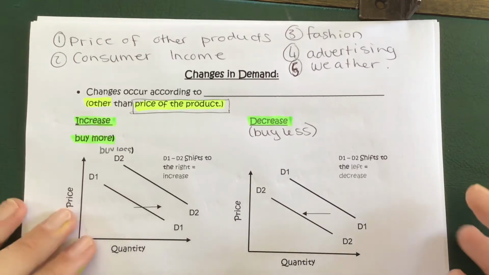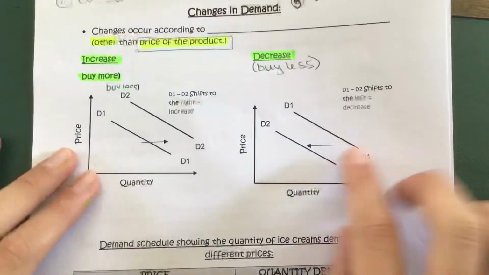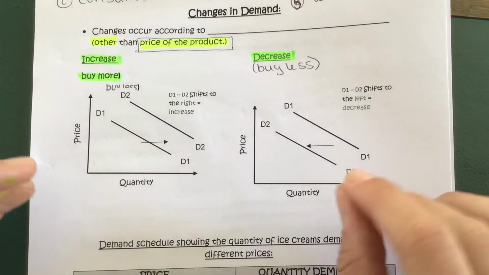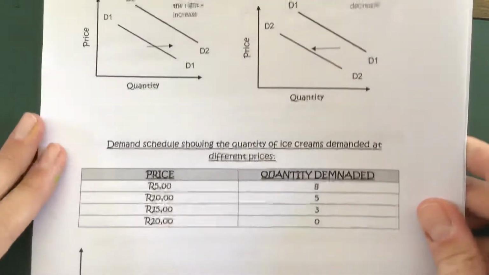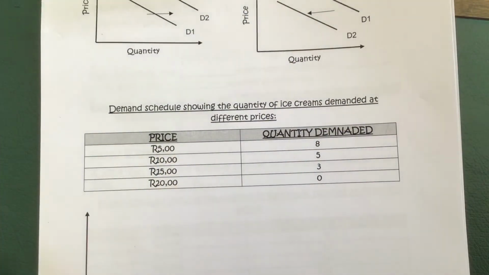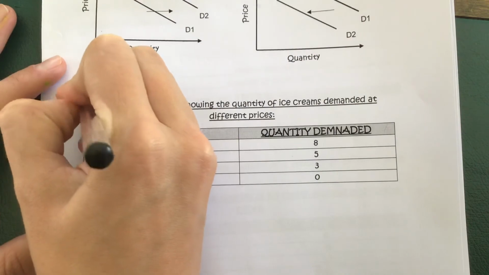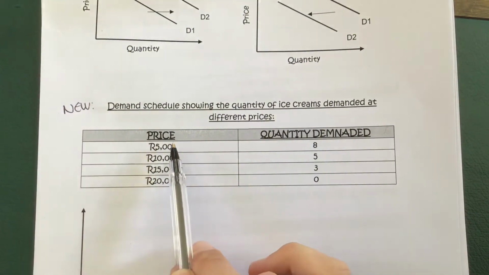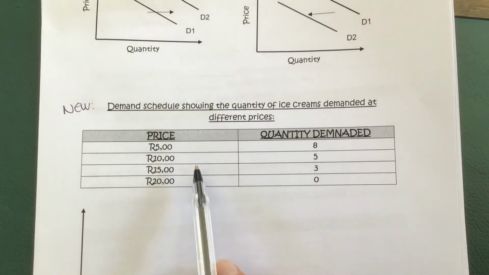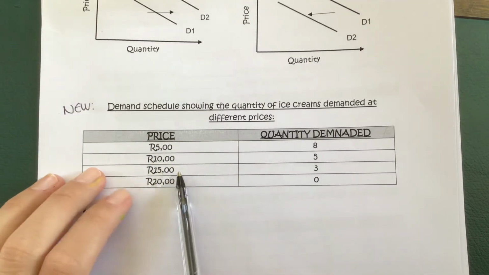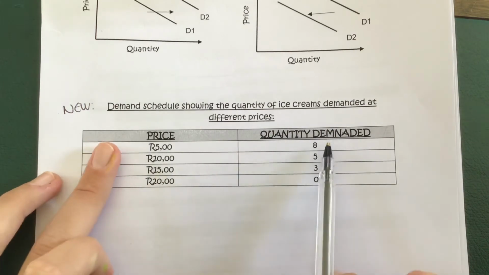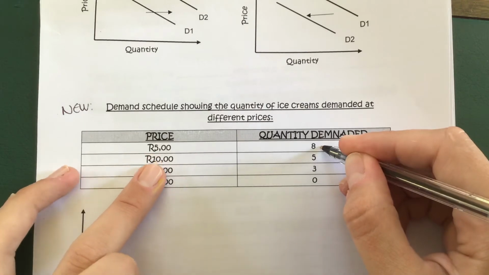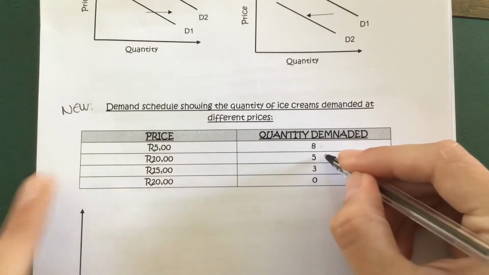Now, those changes in demand are actually shown in shifts on the demand curve. And I'm going to show that to you now and how it's represented. So what I've done here is I've given you a new demand schedule. Okay, and it's for the same, it's for ice creams. The prices have remained the same. So we can see here, 5 Rand, 10 Rand, 15 Rand, 20 Rand. But look, okay, it's gone to 8 people demanding at 5 Rand. At 10 Rand, only 5 people want.